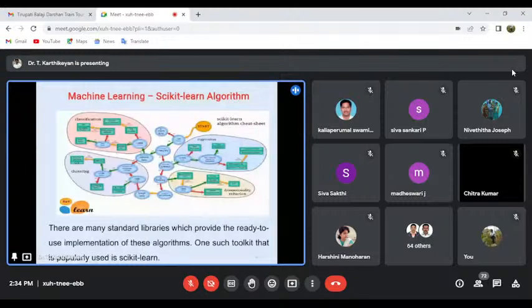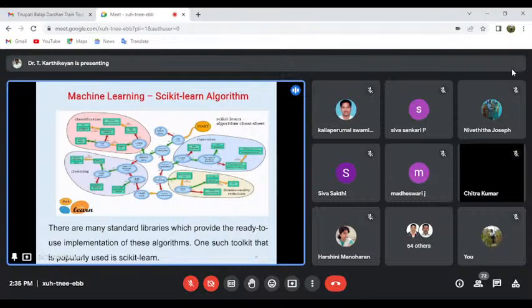Machine learning scikit-learn algorithm. So as of now, we have seen some of the different types of algorithm. By seeing all these algorithms, we may be confused about how to make or edit them, how to make the algorithm for our problems, how to make the solution for our problems. So here comes scikit-learn.